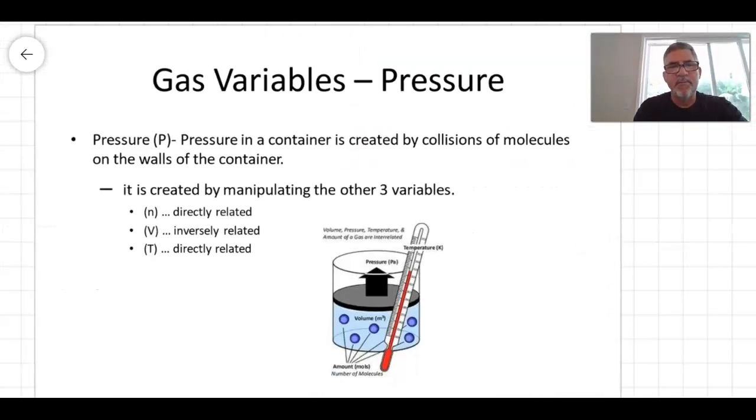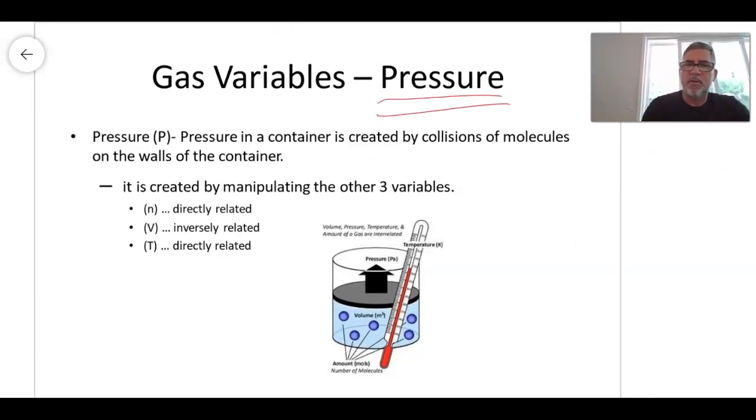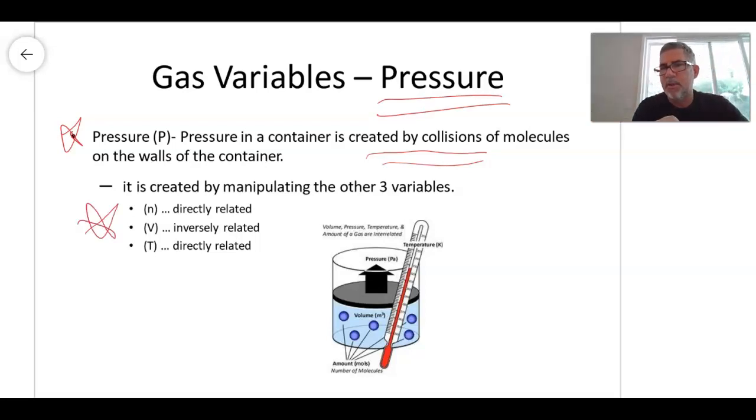And then the last is pressure. Right, we've been talking about it all along. So pressure, make sure you know this, is created by collisions, right, on the walls of the container. Pressure kind of ties in all the other variables. Here's an important one to remember. It's directly related to the moles. If I double the amount of gas, I double the amount of collisions. It's inversely, right, related to volume. If I double the volume, I halve the pressure because it takes twice as long for the gas molecules to collide. And temperature directly. If I double the temperature, my velocity goes up, I double the pressure.